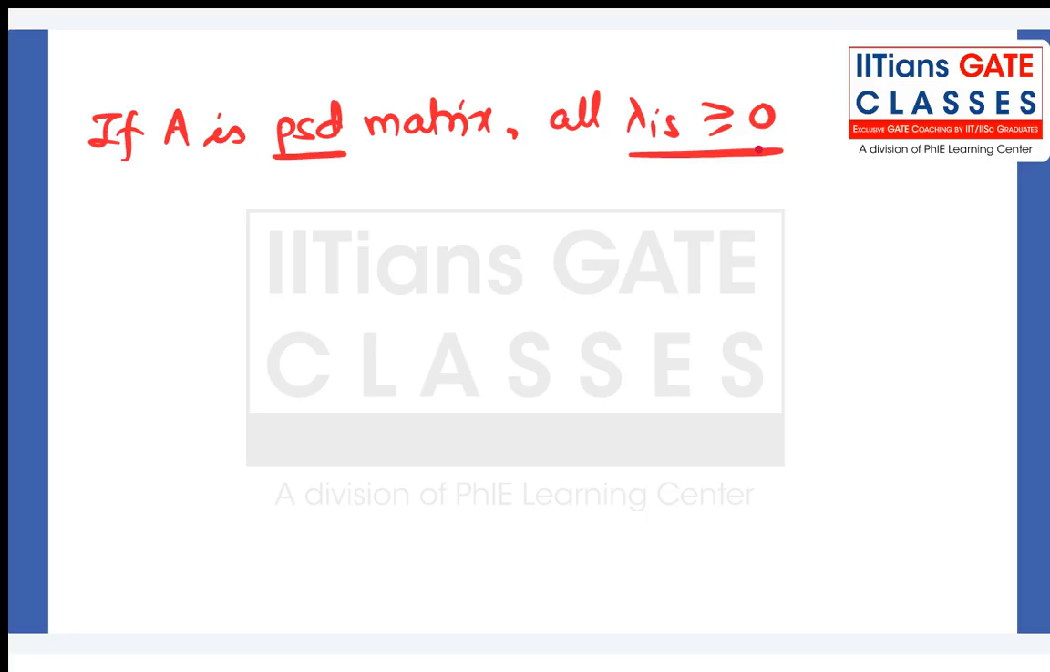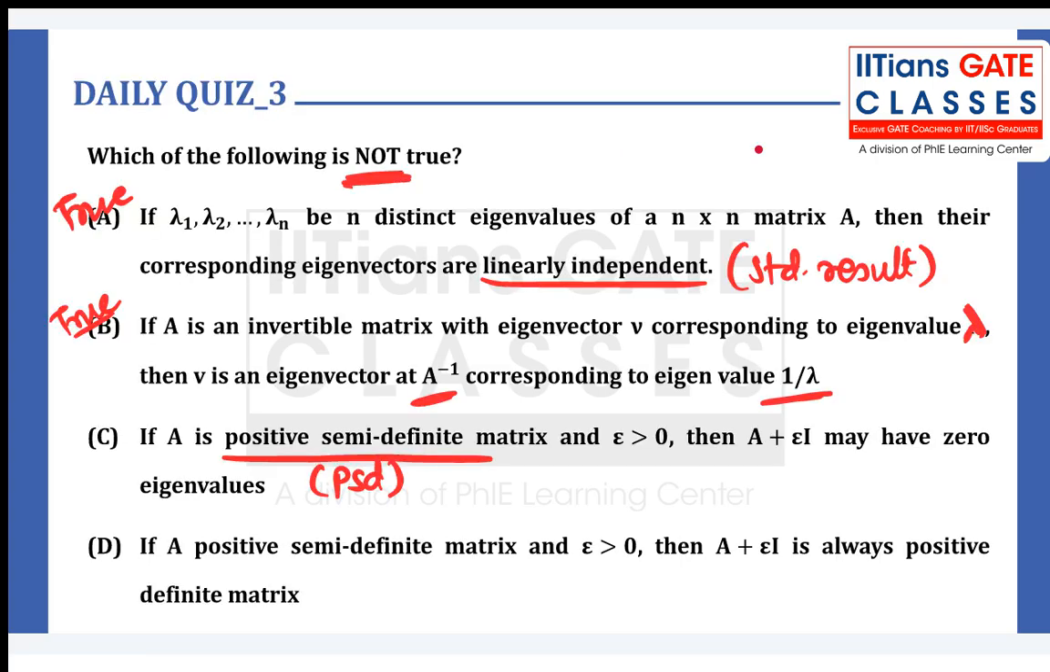Okay. But they are not asking you about the eigenvalues of A. They are asking you something else. They are saying if A is PSD and epsilon is some positive real number, then A plus epsilon I may have 0 eigenvalues. This is not correct because it will always be positive definite.